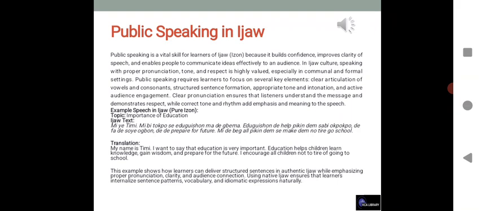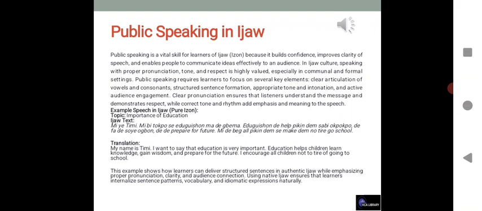Public speaking is a vital skill for learners of Ijaw because it builds confidence, improves clarity of speech, and enables people to communicate ideas effectively to an audience. In Ijaw culture, speaking with proper pronunciation, tone, and respect is highly valued, especially in communal and formal settings. Public speaking requires learners to focus on several key elements: clear articulation of vowels and consonants, structured sentence formation, appropriate tone and intonation, and active audience engagement.